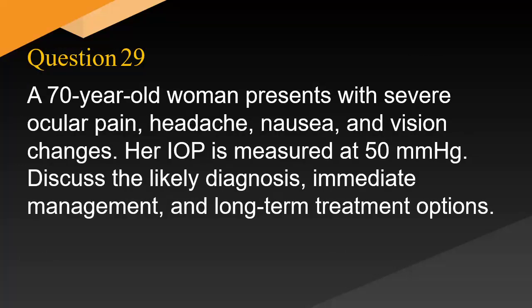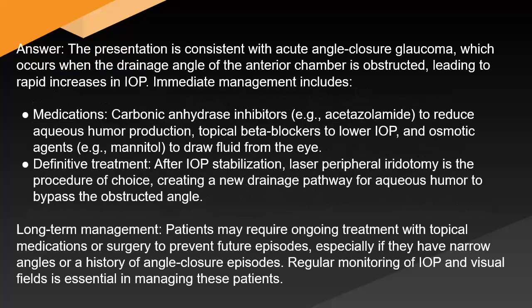A 70-year-old woman presents with severe ocular pain, headache, nausea, and vision changes. Her IOP is measured at 50 mmHg. Discuss the likely diagnosis, immediate management, and long-term treatment options. Answer: the presentation is consistent with acute angle closure glaucoma, which occurs when the drainage angle of the anterior chamber is obstructed, leading to rapid increases in IOP.